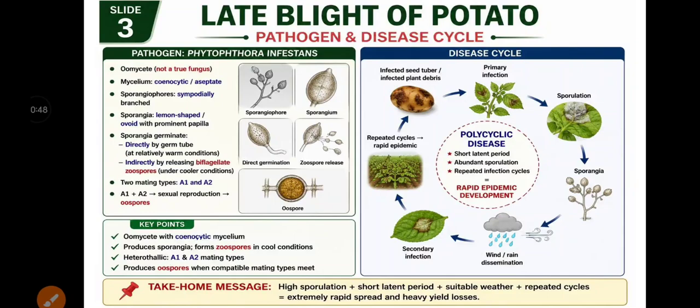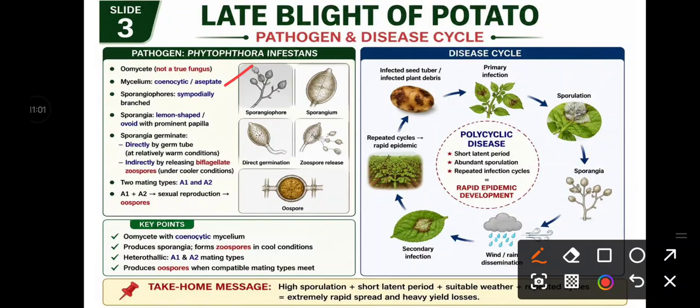Next, about the pathogen. As I have already told, this is not a true fungus. This is an Oomycete fungus. Mycelium is coenocytic or aseptate, no septa is there. Then the sporangiophore is sympodially branched like this. Okay, alternate branching is there, sympodial branching. Then the sporangia, very typical, it is producing lemon shaped sporangia with a prominent papilla. Here this is a papilla. So the sporangia of Phytophthora is lemon shaped with a prominent papilla.